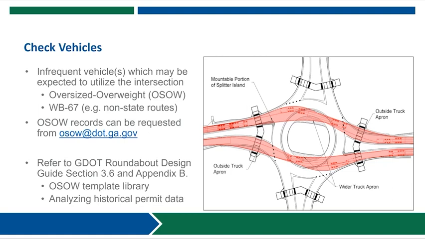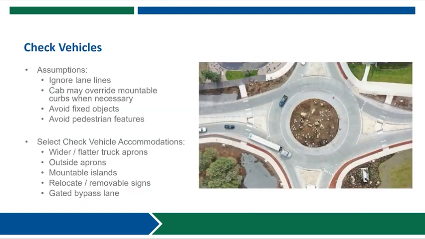The GDOT Roundabout Design Guide in section 3.6 and Appendix B provides additional information related to OSOW and check vehicles, including a template library to use in AutoTurn or other similar software, as well as additional directions on how to analyze some of the historical permit data and considerations related to single vehicle and multi-vehicle trip permits.